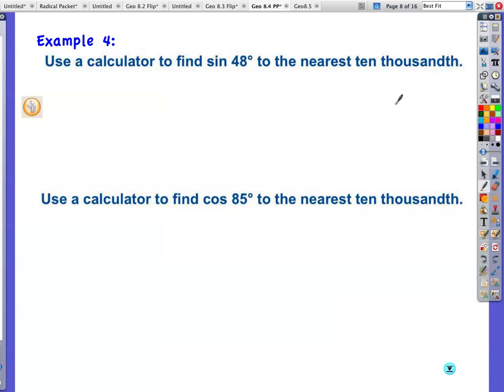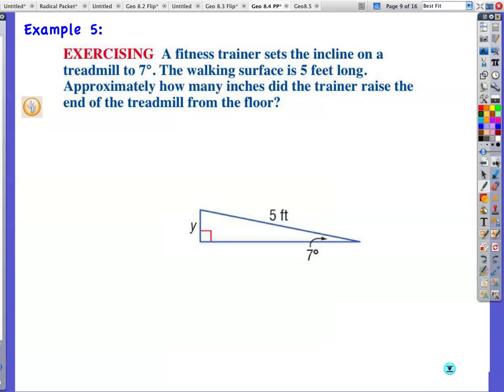Okay, example 4. I'm going to let you use your calculator. I want to make sure you're touching them and figuring this out, and we will talk about it in class, see if you're on or off. So example 4 is yours to do.